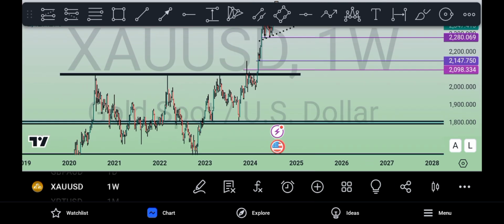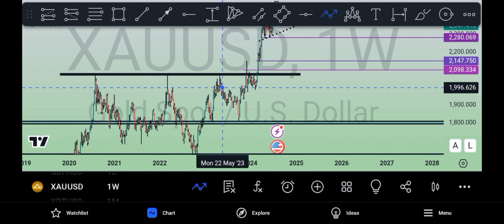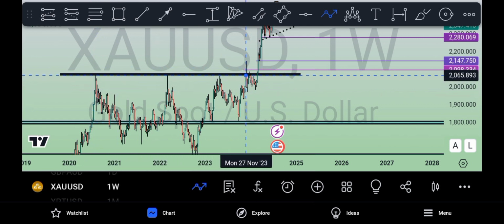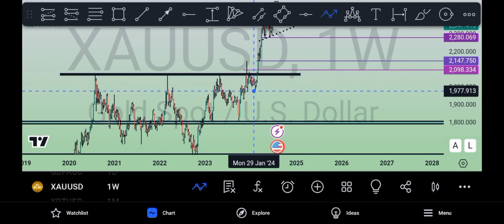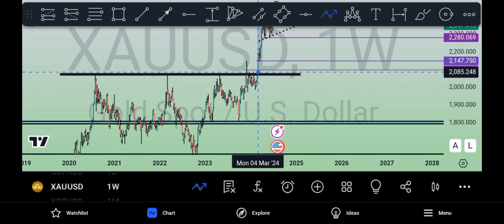Initially, look at what happened here from this level. The market tapped here, tapped here, tapped here, tapped here. Those that bought at this level, thinking that this market was going to buy, will get stopped out here. Those that sold from this level, thinking that this level was a resistance level, will still get stopped out at this level.